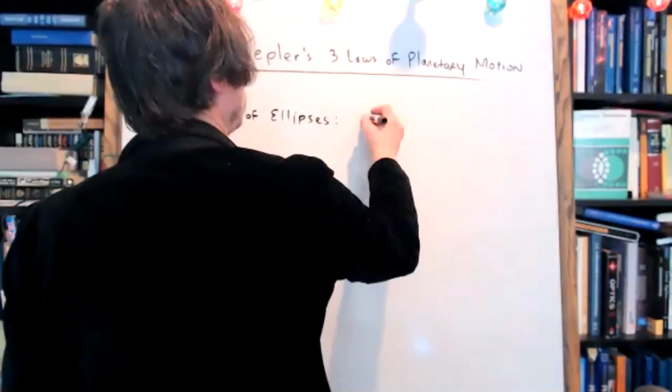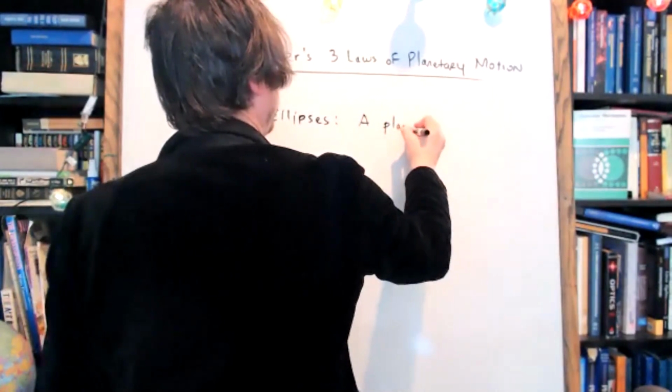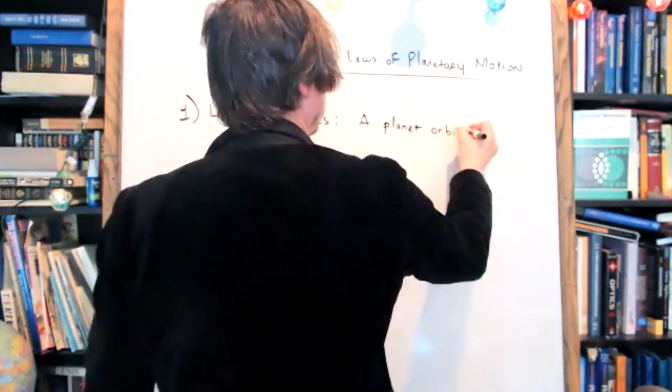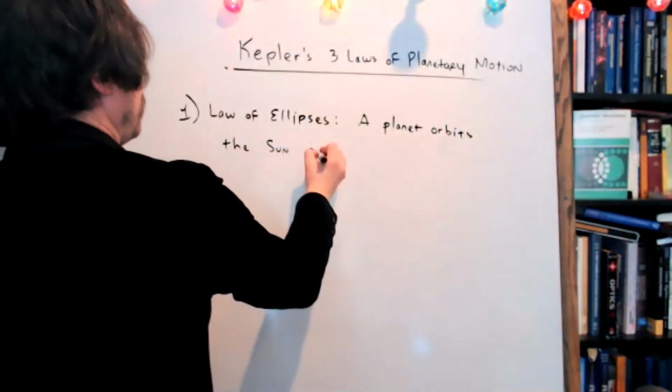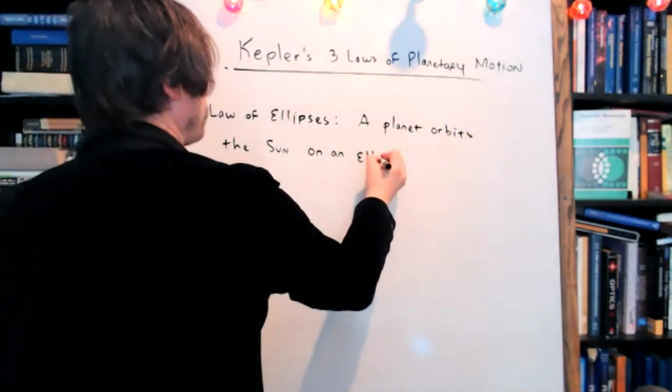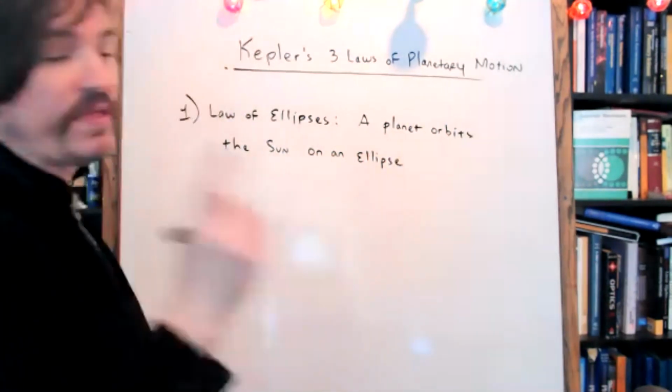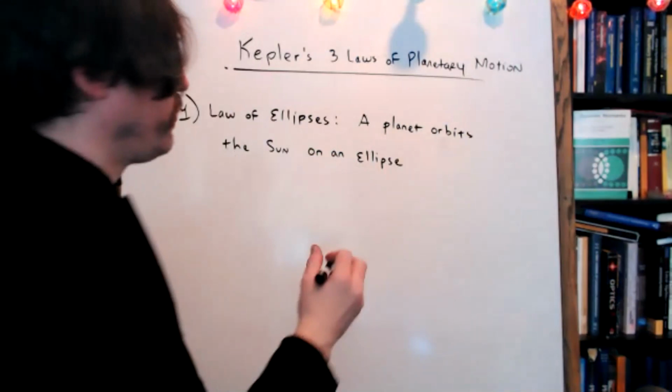The Law of Ellipses states that a planet orbits the sun on an ellipse with the sun located at a focus point.